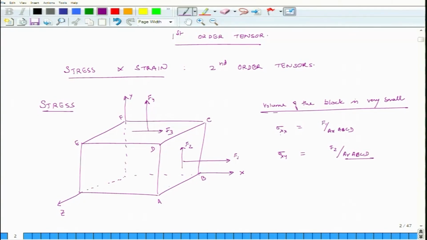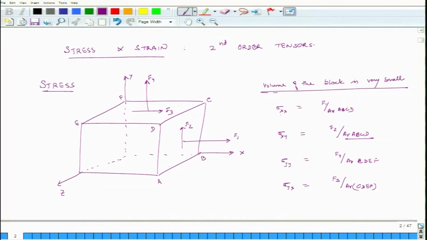So, what do we see here? And then I can also say that sigma yy equals F4 divided by area C, D, E, F, and sigma yx equals F3 divided by area C, D, E, F. So, these are the 4 definitions. Now, these are stresses.